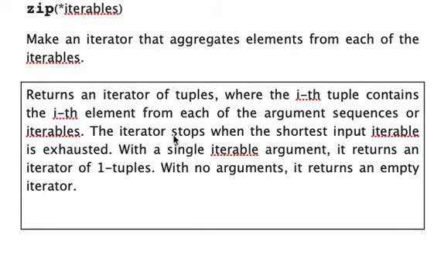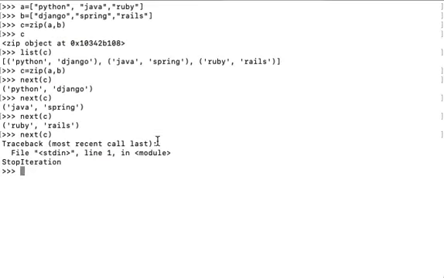So the iterator stops when the shortest input iterable is exhausted. So we have taken two iterables with the same length. It is 3. So now let's change that. Let's update our A with another element, PHP. Okay, now we have len of A is 4, and len of B is 3.